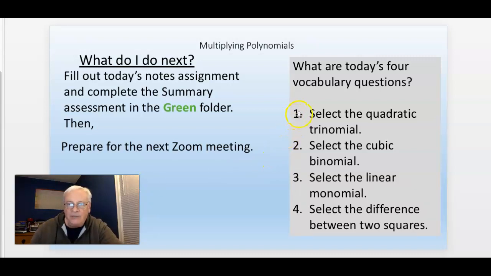And guys, these are the 4 vocabulary questions here today. I'm going to give you some examples. You have to find which one's the quadratic trinomial, and which one's the cubic binomial, and which one's the linear monomial, okay? And then which one is the difference between two squares. I want you to be able to recognize what all 4 of those things are.